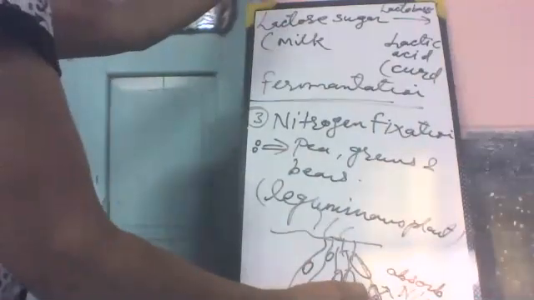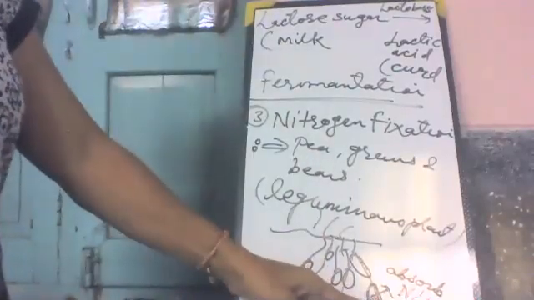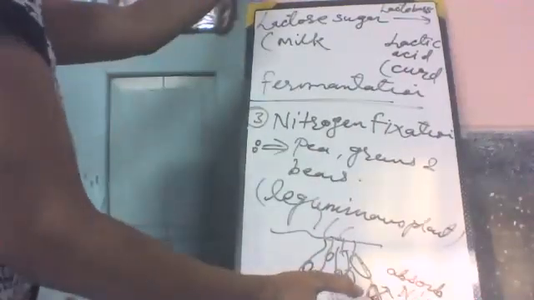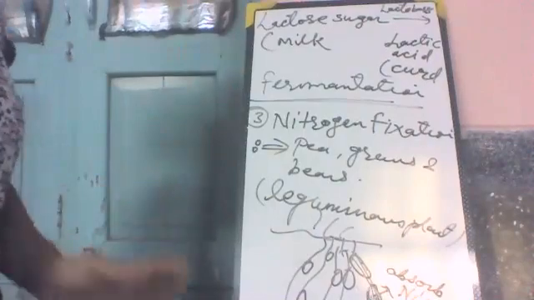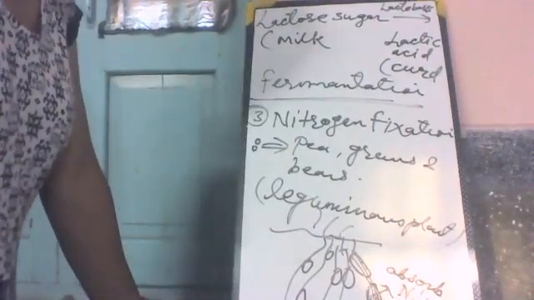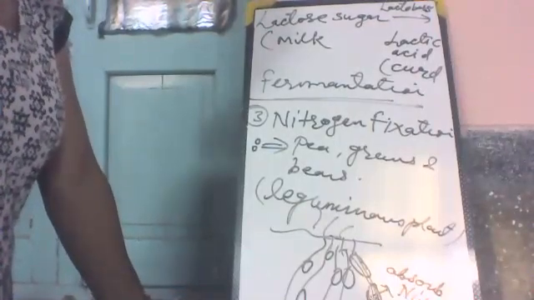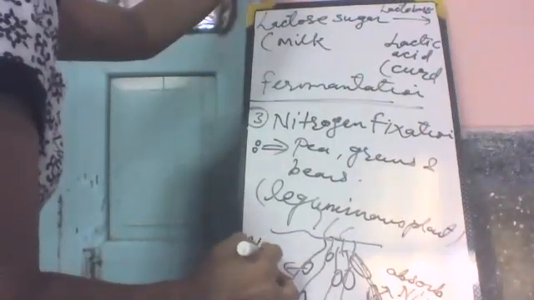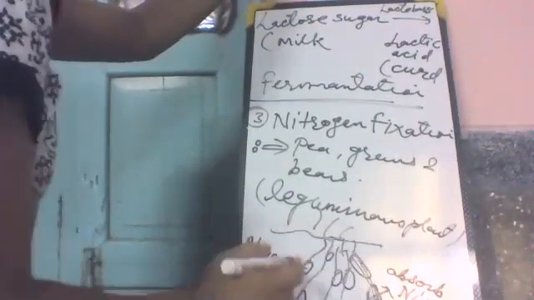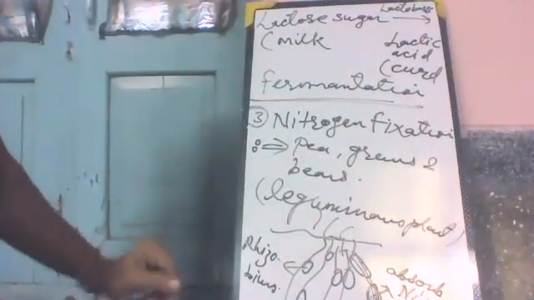Now they take nitrogen from the atmosphere and convert this nitrogen into nitrate. Nitrate is a soluble substance, and due to this, the plant can absorb it easily, and this is beneficial for the plant. Rhizobium bacteria provide nitrogen to the plant. These bacteria are known as rhizobium bacteria.